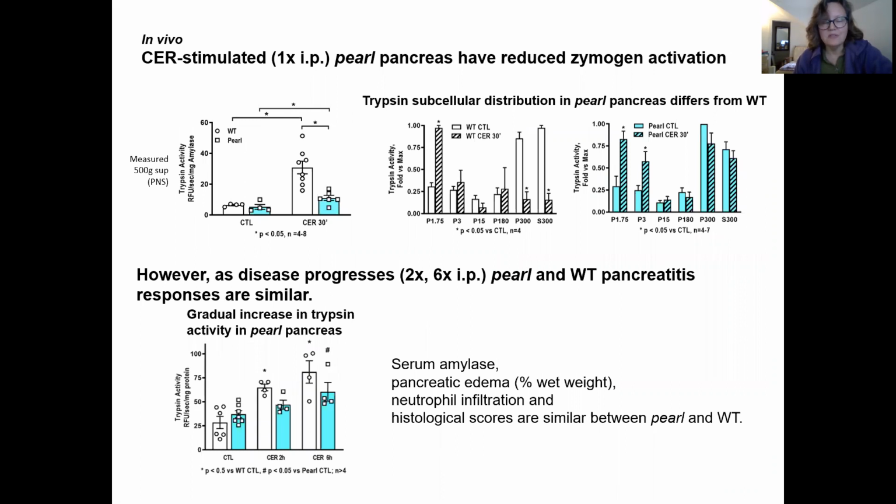In vivo studies, after one injection of cerulein, pearl pancreas has reduced zymogen activation compared to wild type. We also found that the subcellular distribution of trypsin in pearl pancreas differs from wild type after one injection. However, with more injections of cerulein, pearl and wild type pancreatitis responses are similar. The graph shows a gradual increase in trypsin activity in pearl pancreas.